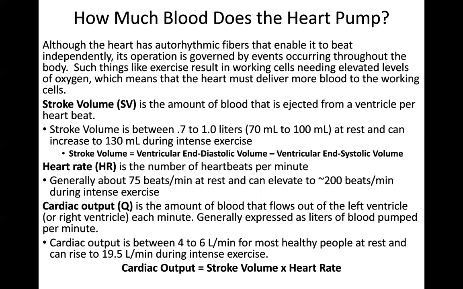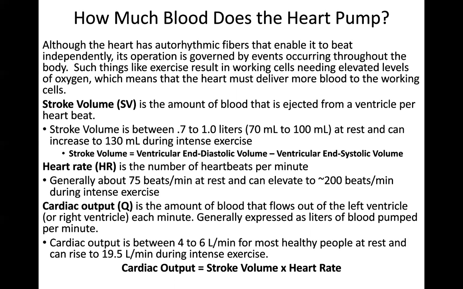We need to change how often and how much blood our heart is pumping in order to meet the demands of the body. Things like exercise result in working cells needing elevated levels of oxygen, which means that our heart must deliver more blood to the working muscle and therefore must beat more often and beat more forcefully. And that's what we'll see here for the next couple of slides. There's three main things I want to talk about: stroke volume, heart rate, cardiac output. Those three things you had to fill in. I have to believe those were the blanks anyway.